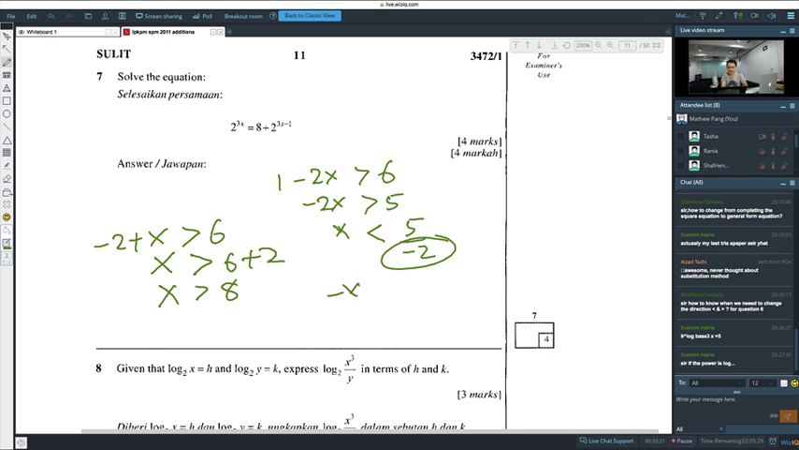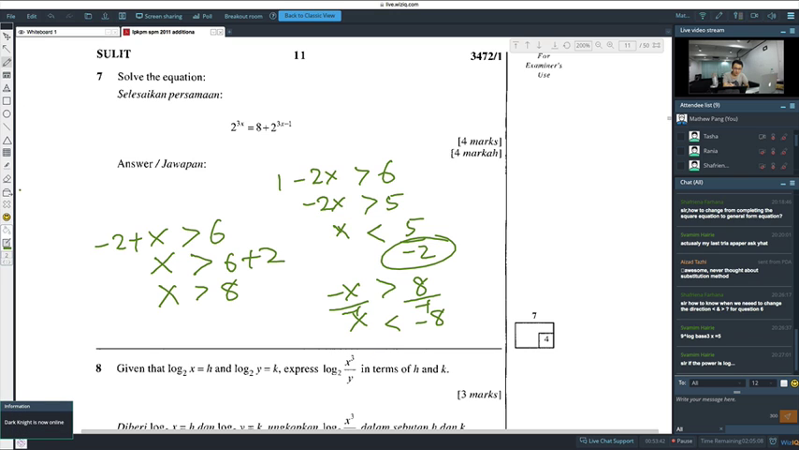But if I have negative x bigger than 8, when I move the negative to the other side, I have to change, so x becomes less than negative 8. Because basically I'm dividing by negative 1. When I'm dividing by negative 1, I have to change the sign. So what if it is log? Same thing.